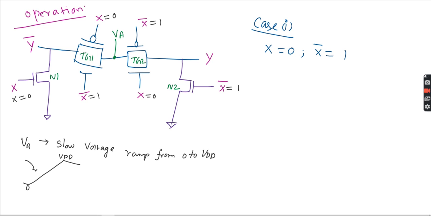We are applying this slowly, just think of it going from 0 to VDD. Now which ones are on? Let me write here. When x is equal to 0, what about N1? N1 is off, correct? N1 is off. Next, what about N2? N2 is on.